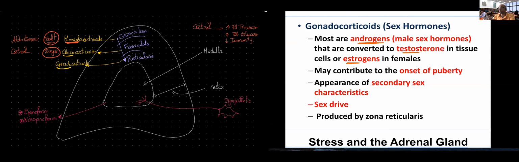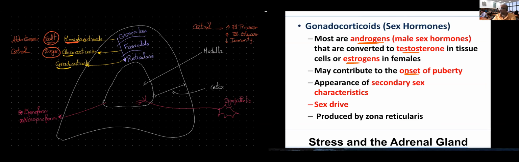Why do you need to have sex hormones released from somewhere else other than the gonads? Didn't we mention that the gonads are going to be responsible for the production of the sex hormones? Yes, but before puberty, we didn't have the gonads producing those sex hormones. They will get activated during the time of puberty. So before that, we rely on the gonadocorticoids released from the adrenal cortex.